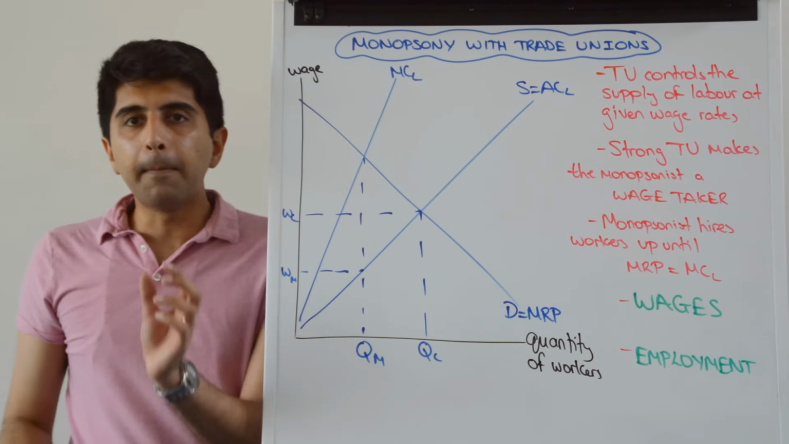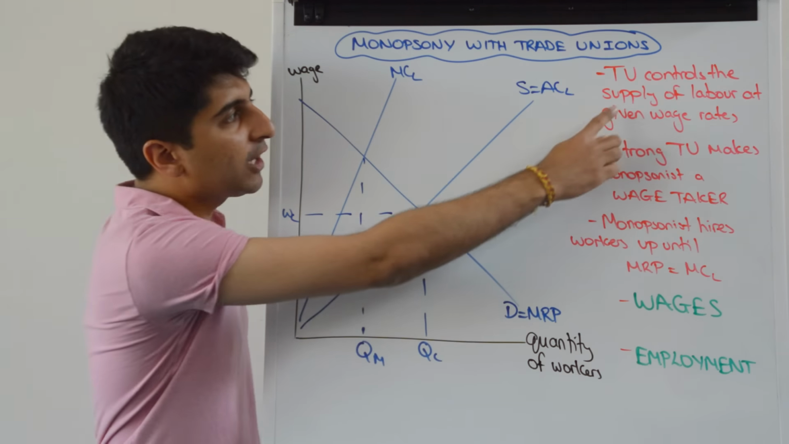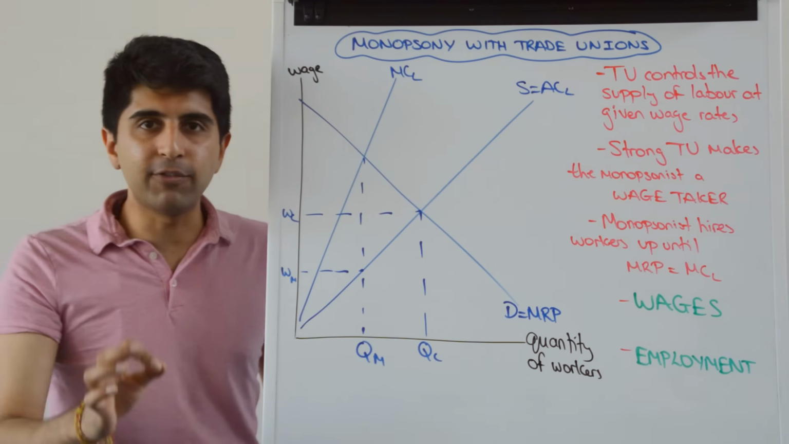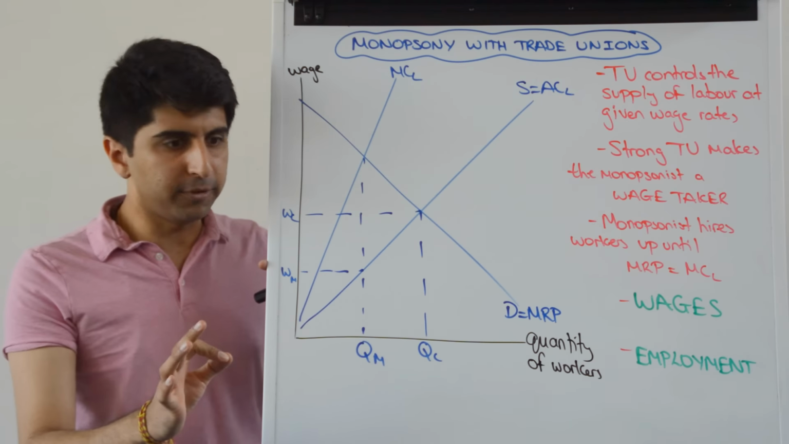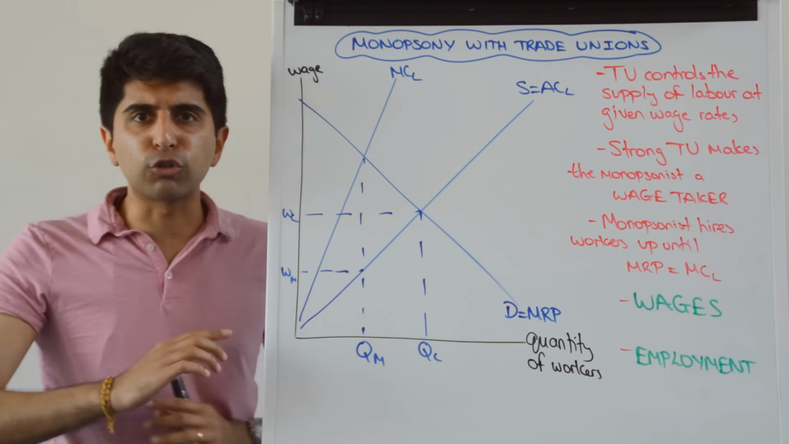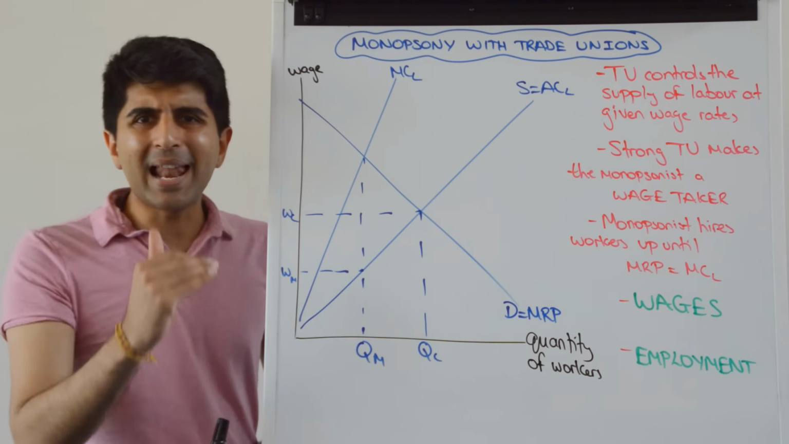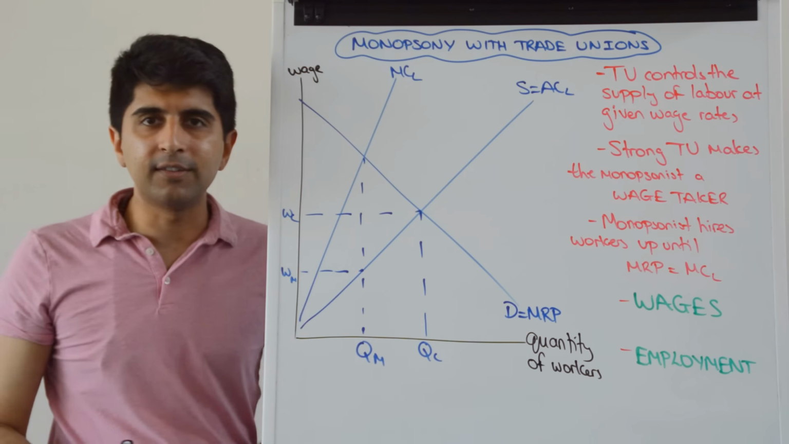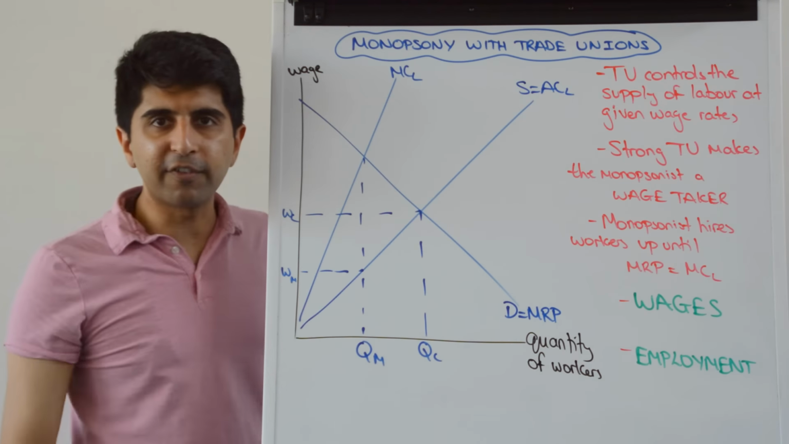Well, trade unions bargain for higher wages, and assuming that trade unions are strong, they control the supply of labour at given wage rates. So a trade union looking at this will say, whoa, monopsonist, you are offering a wage rate that's grossly unfair for all the workers here. A wage rate way less than the marginal revenue product of workers. Workers are getting a rough deal here. So we're going to come in and we're going to bargain for a higher wage.